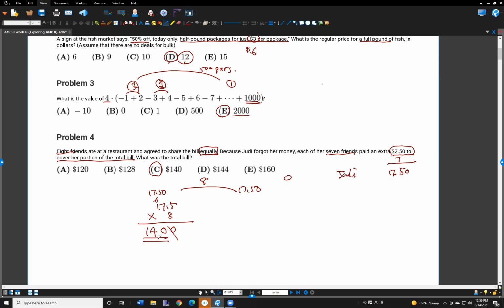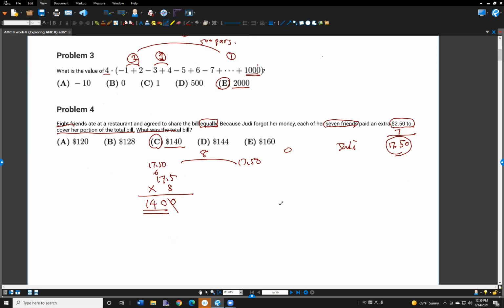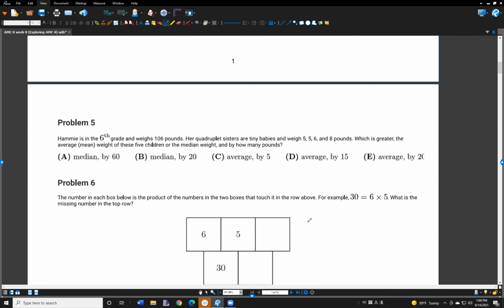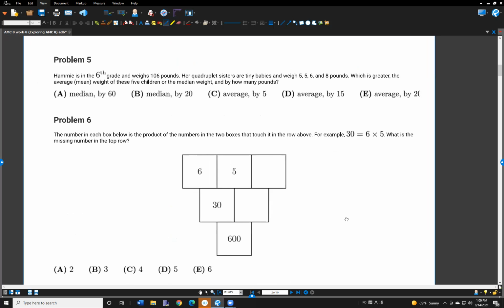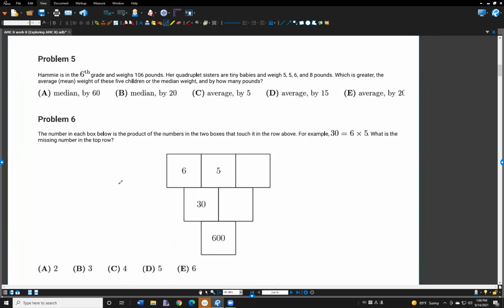That is okay? But we know that when there are 8 guys, they equally paid for this one. Judy should pay $17.50. But there are 8 guys there. You multiply by 8. Okay, that is the total amount of the bill, $140. Okay, excellent, very good. All right, now try number 5 and 6. Okay, still this is not hard.